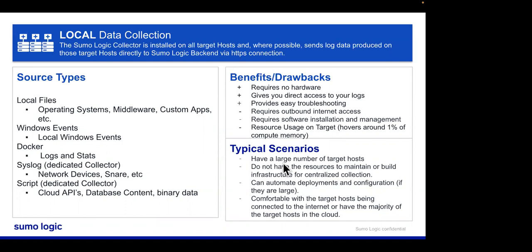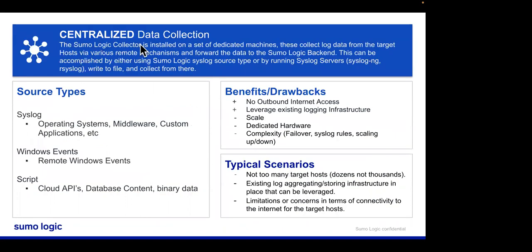Now, the third type we talked about here is the centralized data collection. Here, we're going to have one centralized installed collector, and we're going to forward all the other machines there. So things like your syslogs, your Windows remote events, your cloud APIs and stuff like that. This is a typical scenario where we might see this.